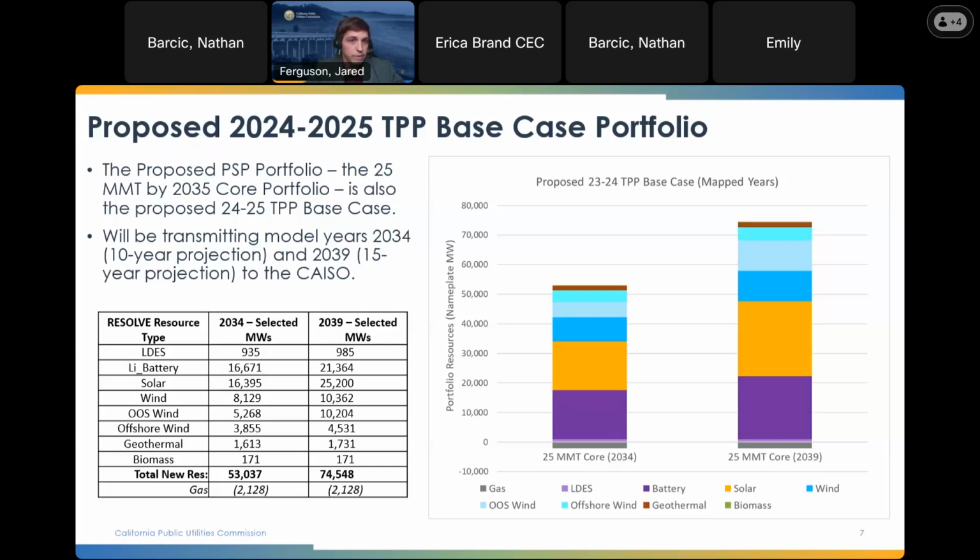This is the core portfolio, so it does have included into it the various LSE plan resources that were submitted in their 2022 November IRP plans. And so you can see in the table at the bottom, we have about 53 gigawatts of storage and new generation in 2034, and about 75 gigawatts of storage and new generation by 2039. And in this portfolio, Resolve does choose to economically not retain about 2 gigawatts of gas retirements. Next slide, please.